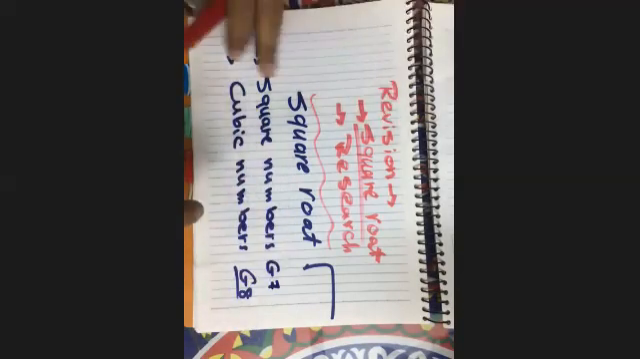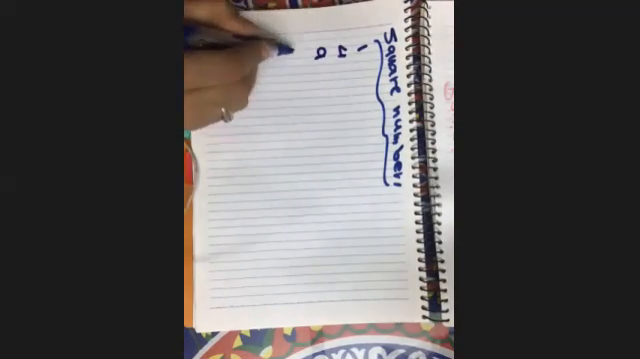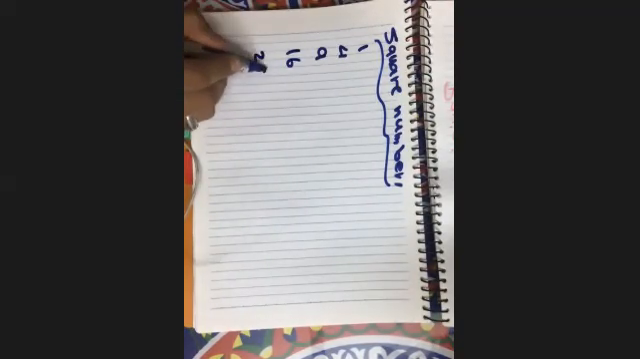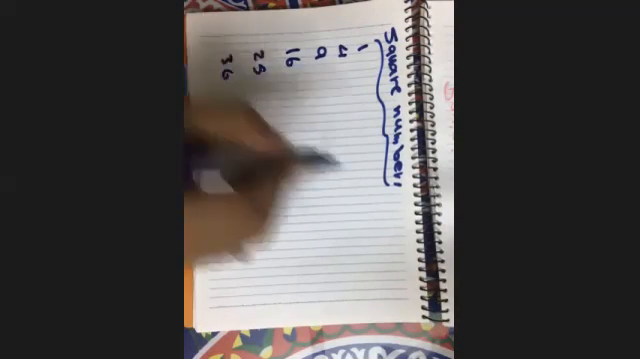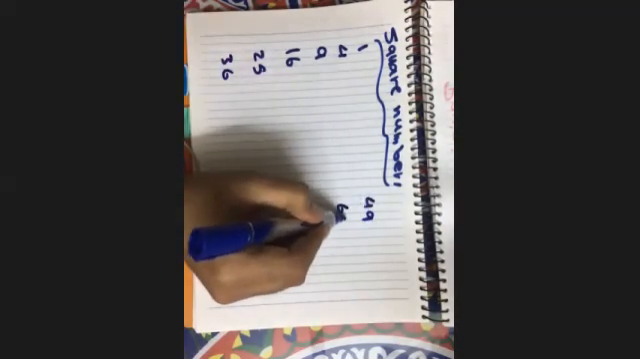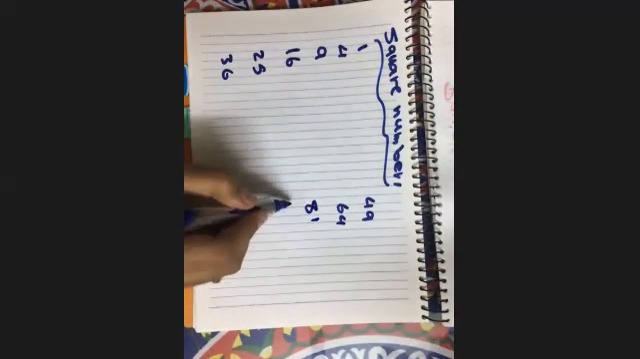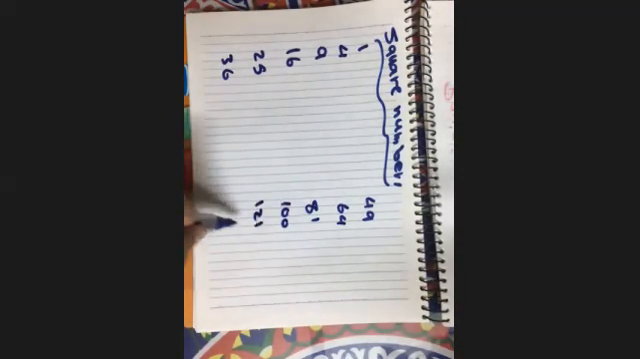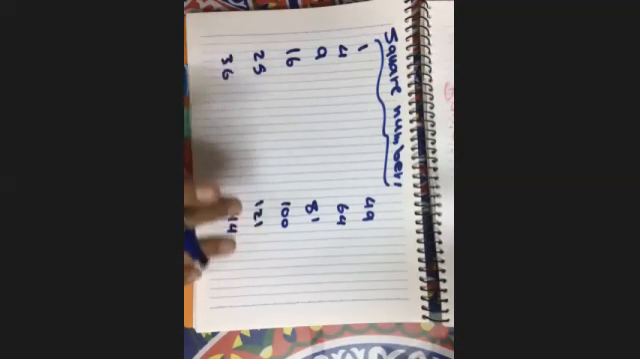What is the meaning of square numbers? I will write some examples for square numbers, and I think you will recognize what is the meaning of square numbers. Square numbers, like 1, 4, 9, 16, 25, 36, 49, 64, 81, 100, 121, 144. All of these numbers are called square numbers.